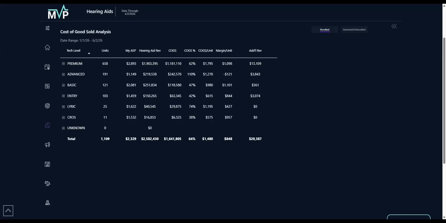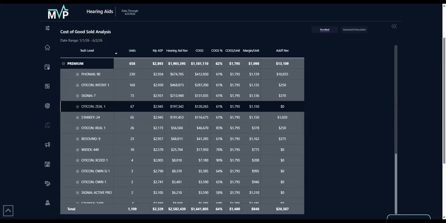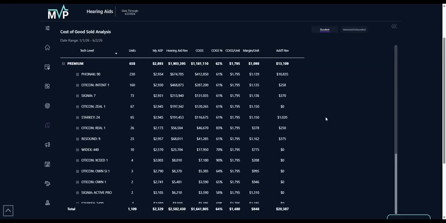Just like the pricing analysis section, you can expand any technology level to view individual hearing aid models. This allows you to evaluate at a much more granular level and identify specific products that are outperforming or underperforming expectations. For practices that track device costs, the COGS analysis section serves as a valuable complement to the pricing analysis by helping answer not only how much revenue is being generated, but also how much profit is being retained from each hearing aid sale. As with the pricing analysis section, you can toggle between bundled and itemized unbundled views depending on how your practice structures hearing aid pricing.